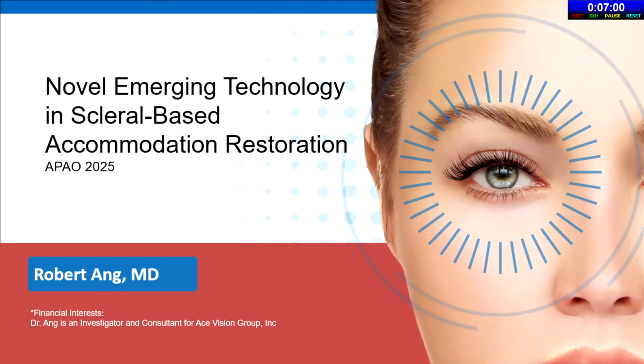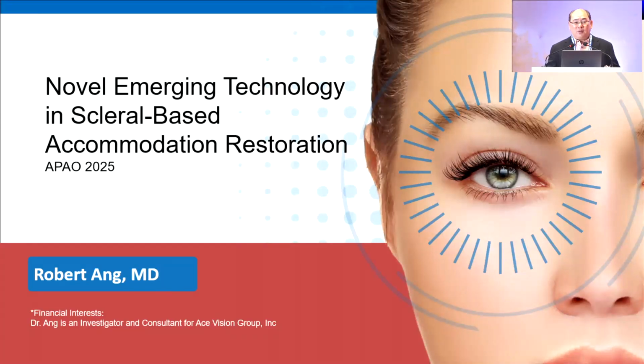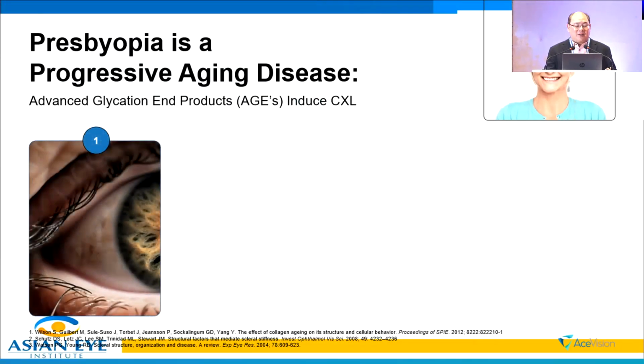This is really looking at how we potentially restore accommodation without putting an IOL in, by working on the sclera. Good morning and thank you for having me. We're now going into non-cataract patients, so presbyopic patients who search for a solution. We started from cornea, lens, sulcus, and now we're trying something on another part of the eye, the sclera. I'm a consultant and investigator for ACE Vision, one of the developers of this technology.